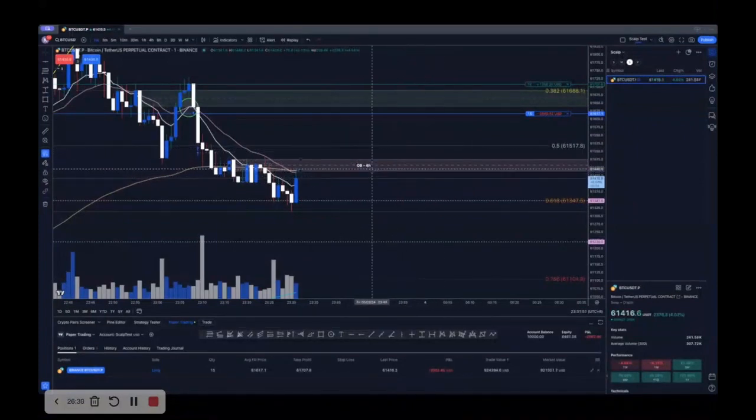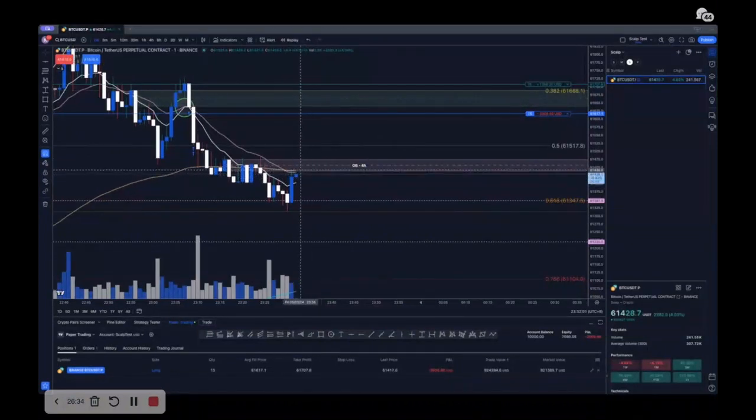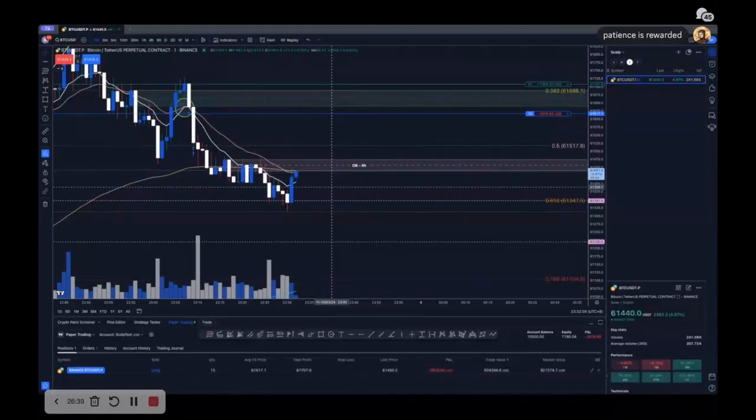So the moment I break out or close above these lines, I will add positions. Yeah, patience is definitely rewarded. Okay, so this is a great sign of momentum. So I will add a position here.